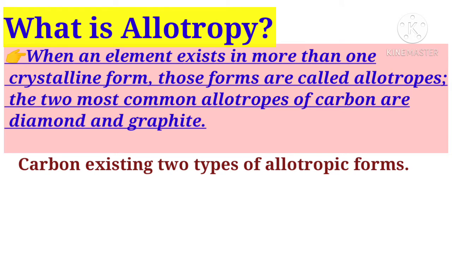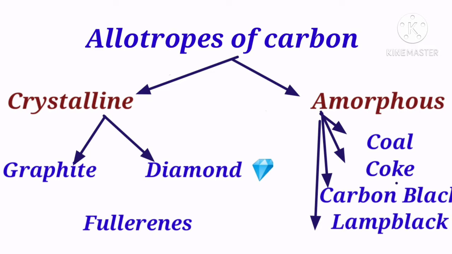Carbon exists in two allotropic forms. The first one is crystalline allotrope and the second one is amorphous allotrope. The crystalline carbon occurs mainly in two allotropic forms, graphite and diamond. These are the crystalline allotropes of carbon. And the third allotropic forms are called fullerenes, for example C60 and C70, which were recently discovered by Professor Richard E. Smalley and his co-workers.